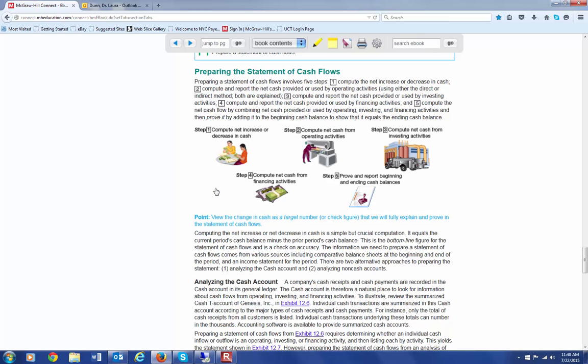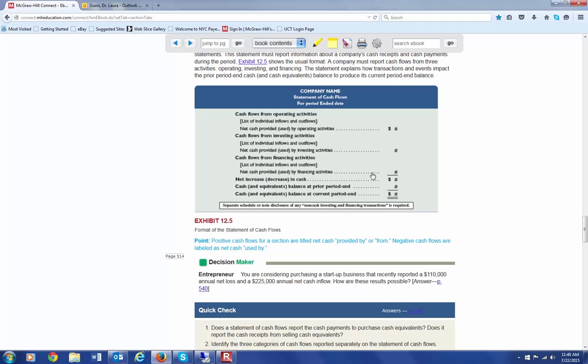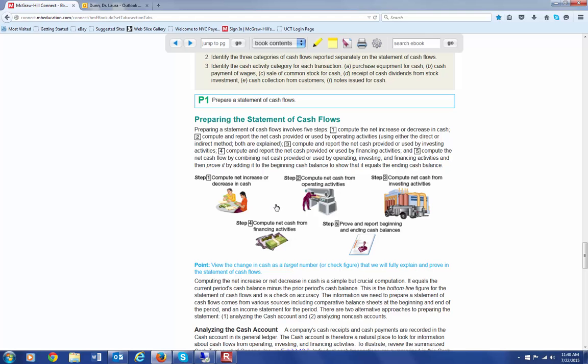Okay, this explains that it involves 5 different steps. The first is that you have to compute the net increase or decrease in cash for that particular period, which is what we just did up here. The net increase or decrease in cash would be right here. Then you compute your net cash specifically from operating activities, then investing activities, then financing activities, and then that should match what you've already calculated over here. So you can reconcile it, so to speak, and make sure that you've done it correctly.